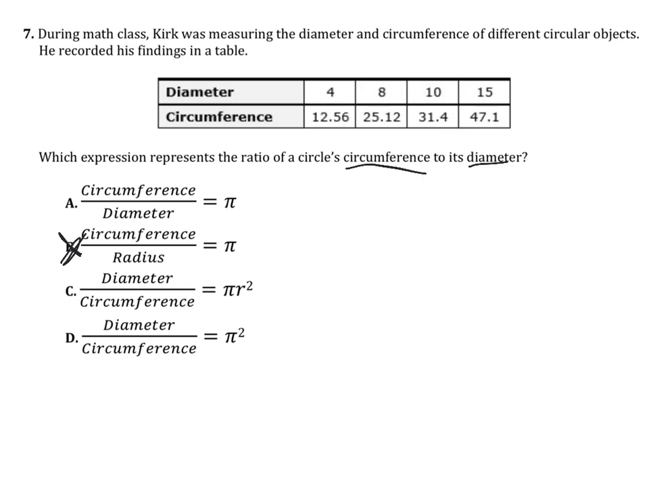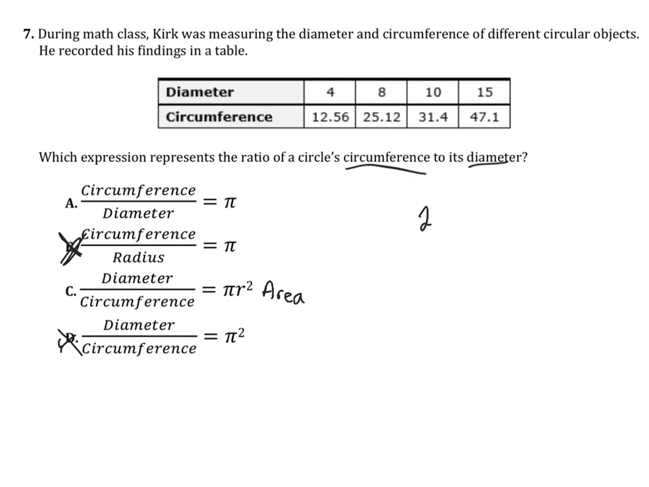And we know that we never really square pi. So we can take those two answers out. Now we have pi r squared and pi left. Right here and right here. We know that pi r squared is for area. And so we're left with A. Now if you want to check yourself, we can try it.